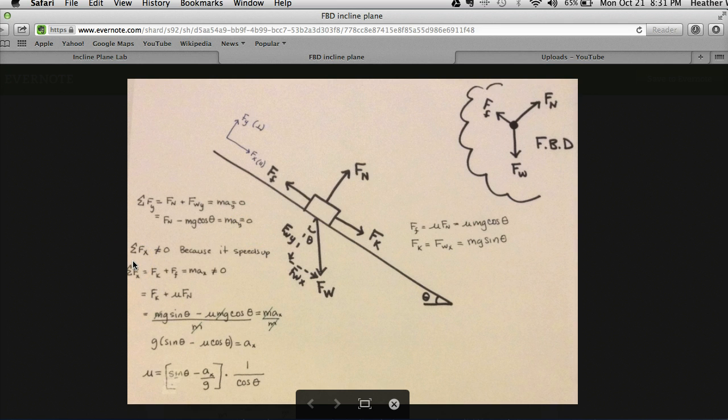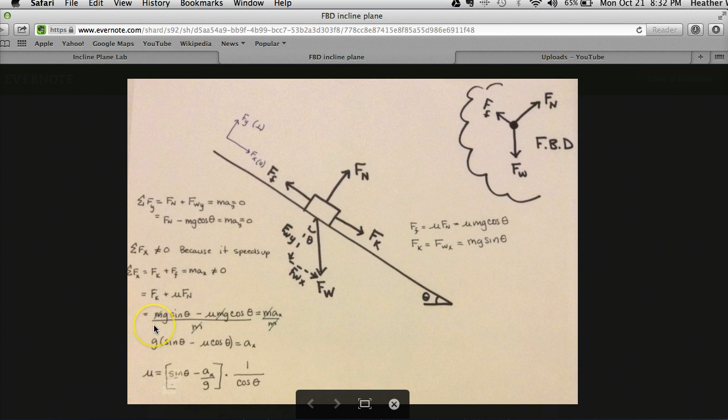Now in the X direction, it doesn't equal 0, and this is because it speeds up as it goes down the plane. So the sum of the forces in the X direction, and we're going to say down the plane is positive and up the plane is negative, is F sub K plus F sub F equals mass times acceleration in the X direction, which is not equal to 0. Do some substitutions. F sub F is equal to mu F sub N, which is equal to mu mg cosine theta. And F sub K is equal to the X component of weight, so it's mg sine theta.